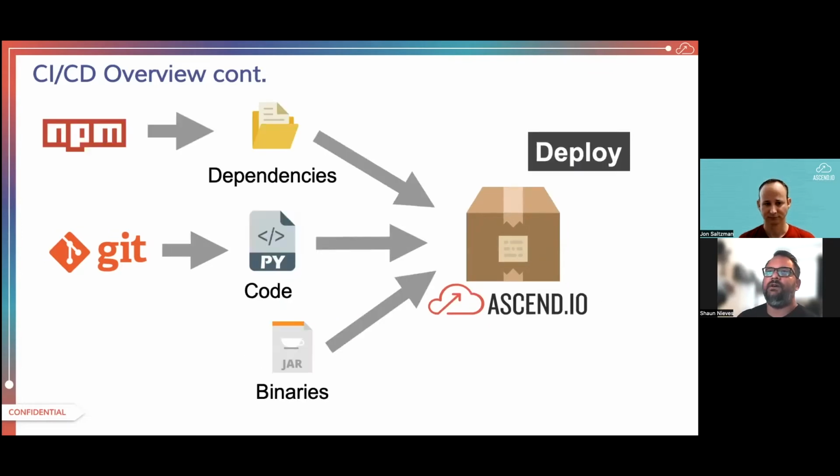There's, of course, like John alluded to, some dependencies. We'll bring them in via NPM. There's Git, of course. There's binaries. And again, all this together is how GitHub Actions will deploy our data flows from each environment. So from dev to non-prod to prod.